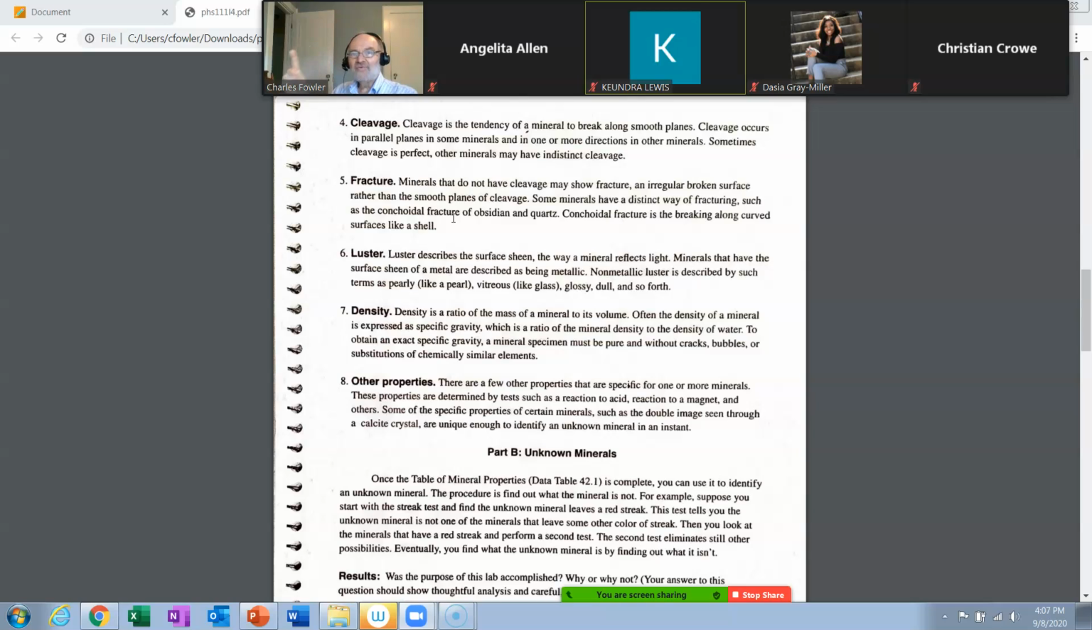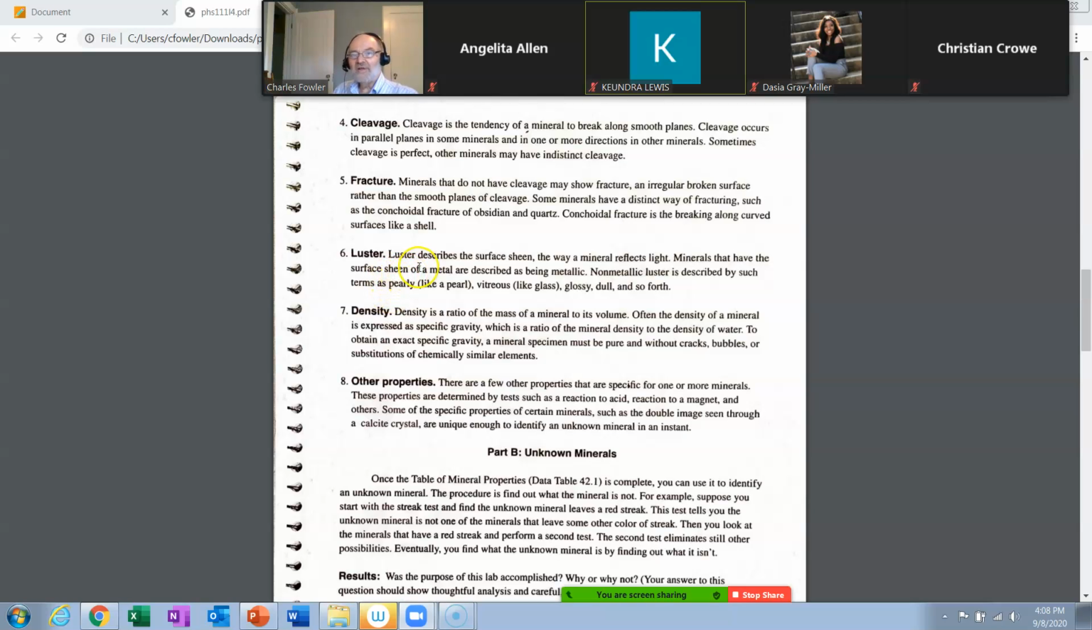That would be sort of like a seashell. Obsidian would be one. Well, that's not a mineral because it doesn't have the crystal structure. It's a glass. Quartz, when it does fracture rather than cleave, will be sort of conchoidal. I can't say that word very well. That fracture is breaking along curved surfaces like a seashell. So these two go together, cleavage and fracture.